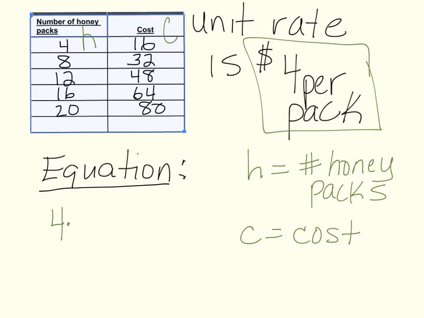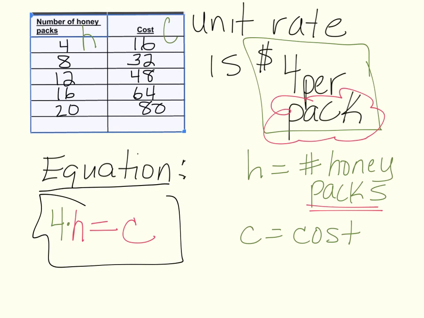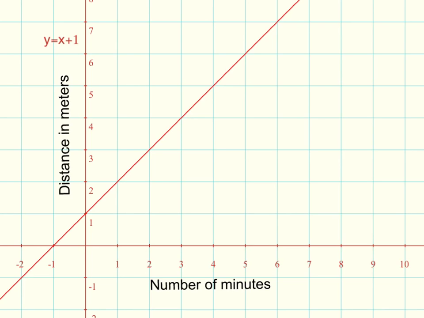So my little trick here that I do is whatever it says per pack, that's what I multiply by. So the packs of honey is represented by H, so 4 times H is going to equal the other variable, which is the cost. So this is how I would write an equation for that proportional relationship. Okay, next, we're going to do another example, so let's call this one example 2.